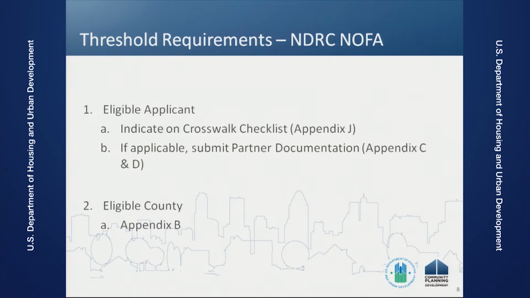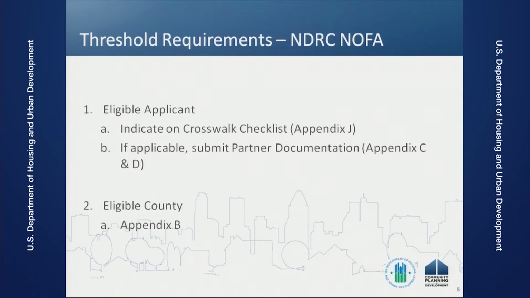These are the threshold requirements that will each require a narrative response from the applicant as part of their Narrative Exhibit B. The first threshold requirement is the eligible applicant threshold requirement. The NDRC funds were made available through the Disaster Relief Appropriations Act of 2013, which gave the Secretary of HUD discretion to provide assistance to states and local jurisdictions for necessary expenses related to recovery in the most impacted and distressed major disaster areas in 2011, 2012, and 2013.